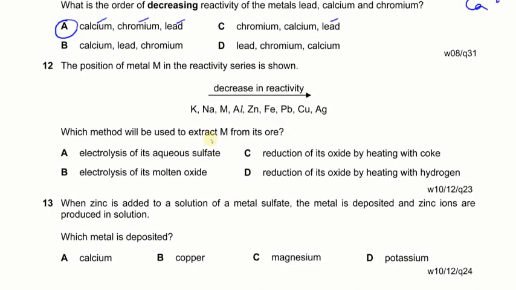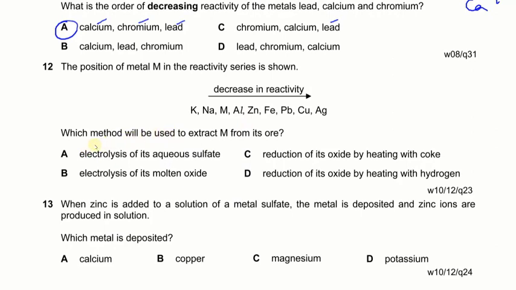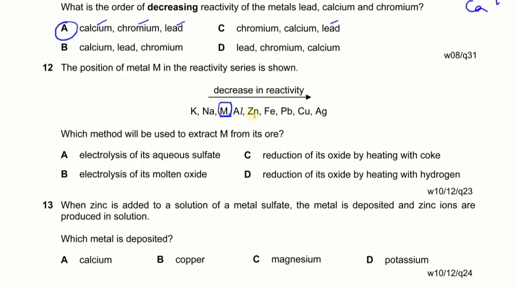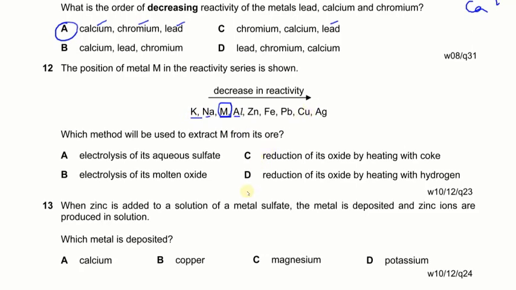Okay, in the next question, we got which method will be used to extract metal M from its ore. Here we got the metal M, and metal M is present high up in the reactivity series. And these metals like sodium, potassium, and aluminium, they can be extracted from their compounds using electrolysis. So B is the correct answer.